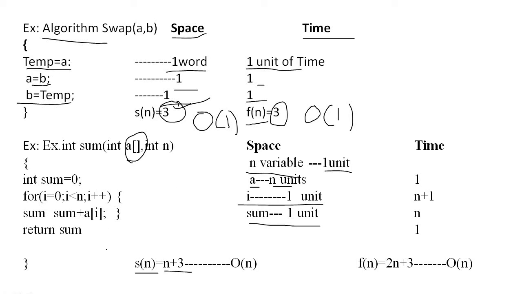And what is the time complexity for this? For this statement, 0. For opening braces, 0. For this statement, this is an assignment statement, so it executes only once. So for this, it requires only 1 unit of time.